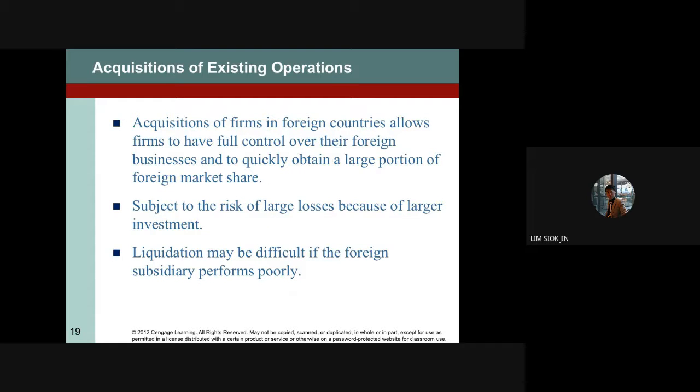Okay, another way to enter into a foreign market is by acquisition of existing operations. Let's say your company is in Malaysia. You want to enter into Singapore, but to set up everything from zero will be very costly. So what you can do is find another company that is probably doing the same thing as you, but smaller. You can acquire the company, buy the company, and use the existing resources. Use the same managers, the office space, everything. You use it because you already paid to buy the existing operation. This is also one way to enter into a foreign market.